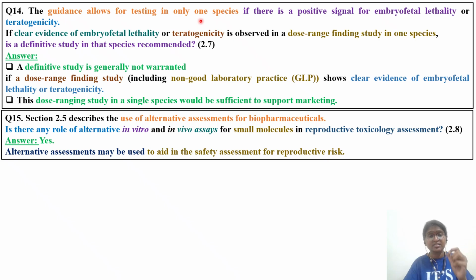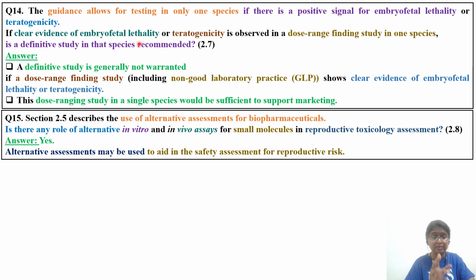So the ICH S9 guideline allows for testing in only one species if there is a potential signal for embryo fetal lethality or teratogenicity. Generally for these types of drugs, fertility studies, that is segment 1, as well as segment 3, that is prenatal postnatal studies, are not needed, because these anti-cancer drugs already have a potential threat that they might affect your male or female reproductive system. Once you have advanced cancer, you will not try to get pregnant also. And similarly prenatal postnatal, rapidly dividing cells will definitely be affected. PPND studies are also not needed.